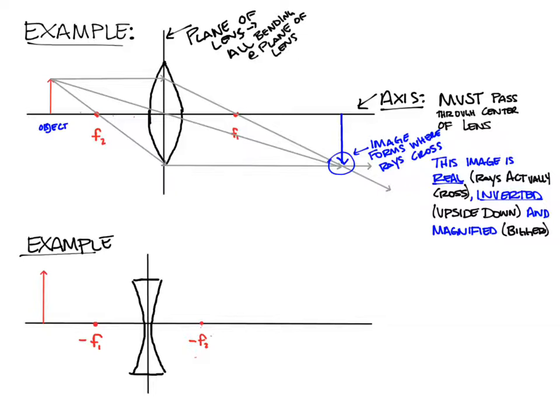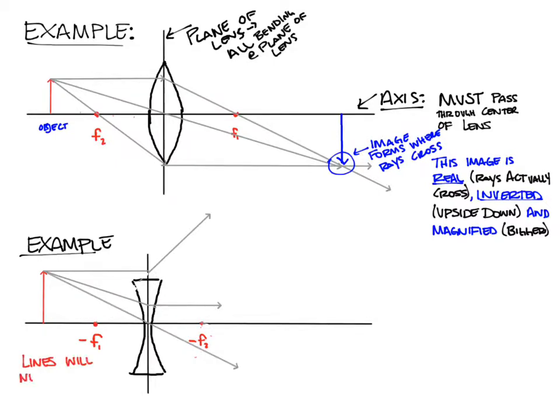So for our first one, we're going to send a ray in parallel. And that parallel ray is going to look like it is coming from F1 this time. And it's important that it looks like it's coming from F1 because it's spreading out. And that's what we saw before. Now our second ray is going to look like it's heading through F2. But it's going to come out bent parallel to our axis. The third one is going through the center and nothing changes.